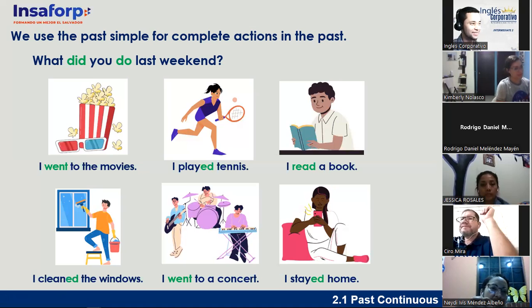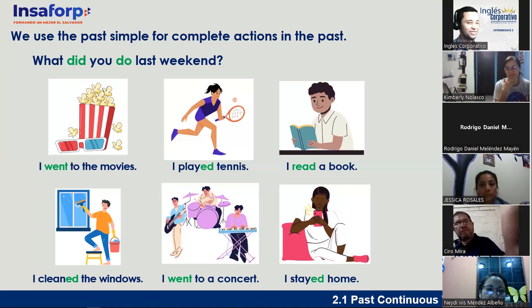So, my question is, what did you do last weekend? Saturday, Sunday, yesterday, and the day before yesterday. What did you do? Tell me one sentence, using past simple. Easy, past simple. What can you say? I need a volunteer, please. No tengan miedo, no tengan vergüenza. Estamos aquí para aprender juntos.